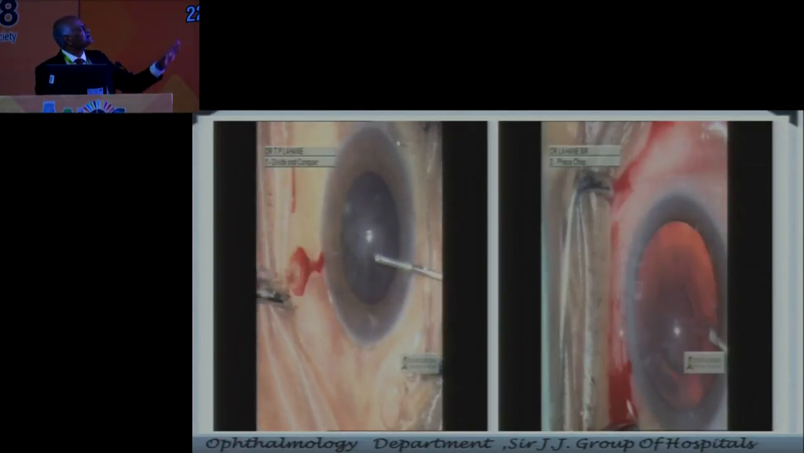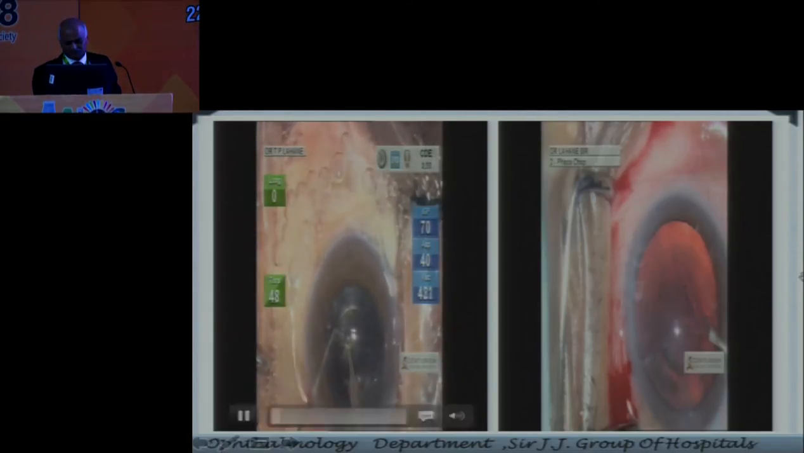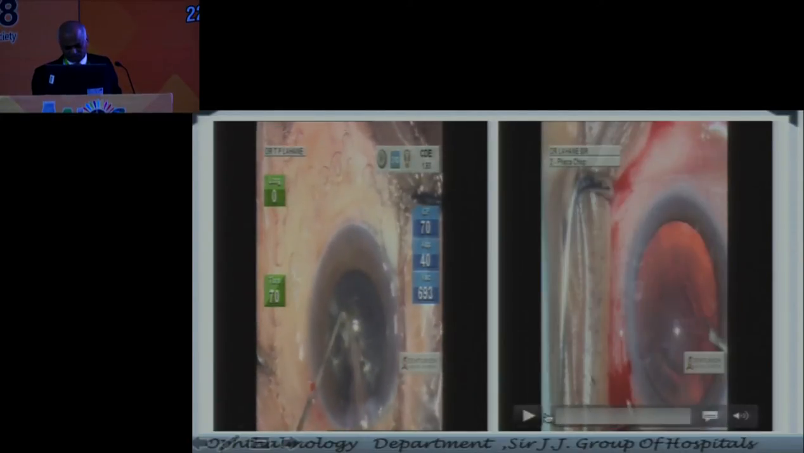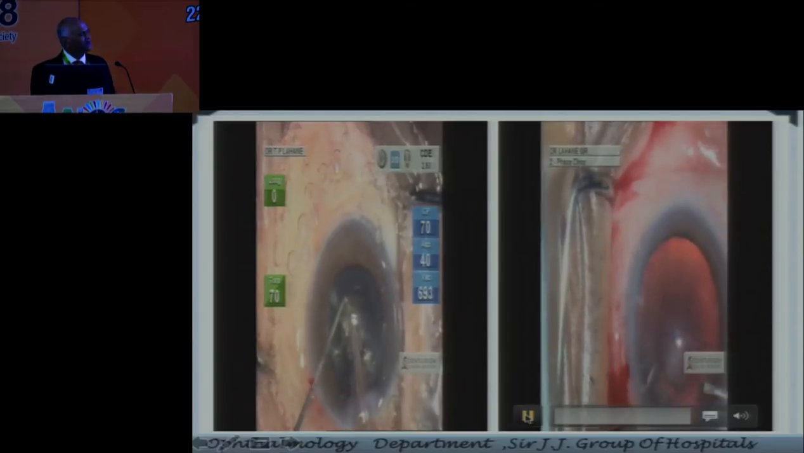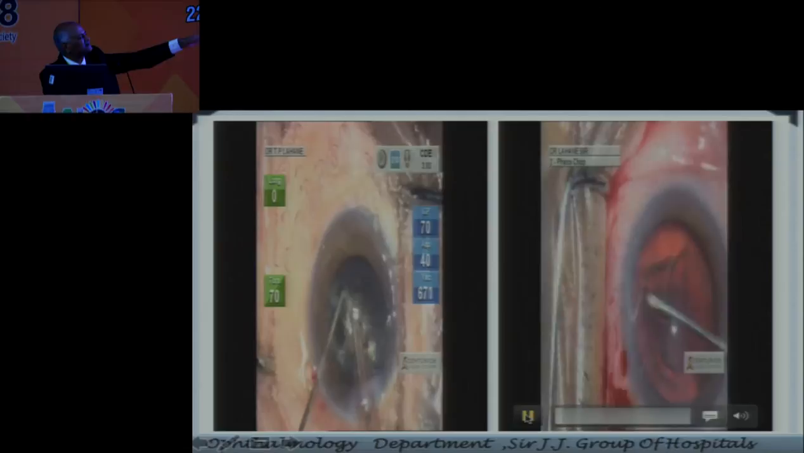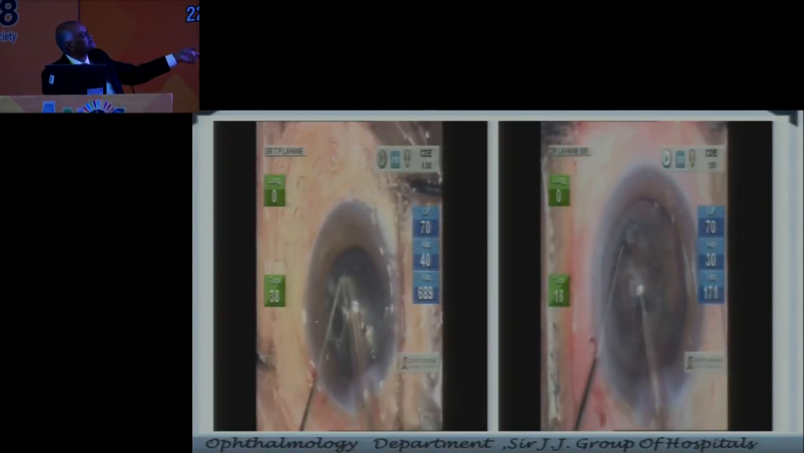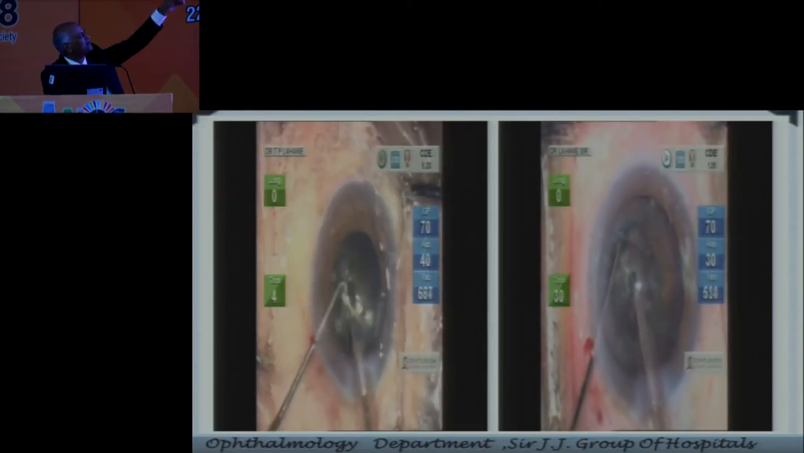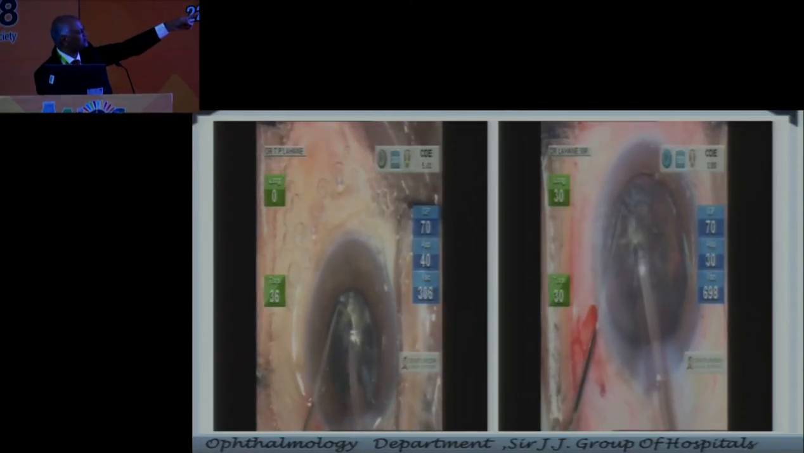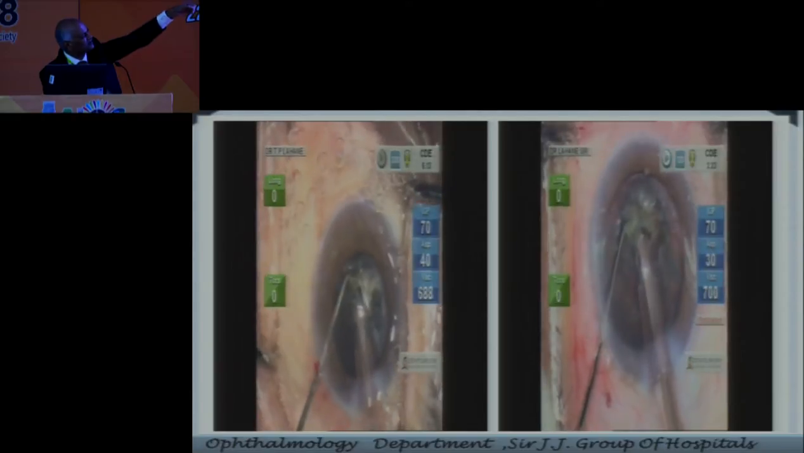Now see, this is the same, you can see both start. You can see the nucleuses are about the same. On the left side, here I am not using IP, it means no longitudinal Phaco. I am using only torsional Phaco. And there you can see I am using the longitudinal Phaco.